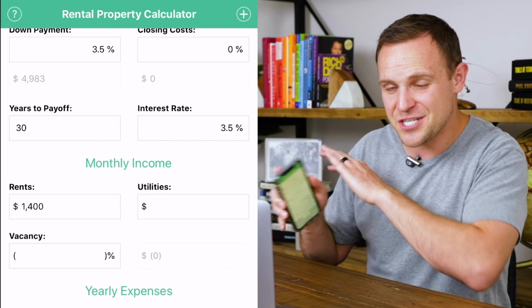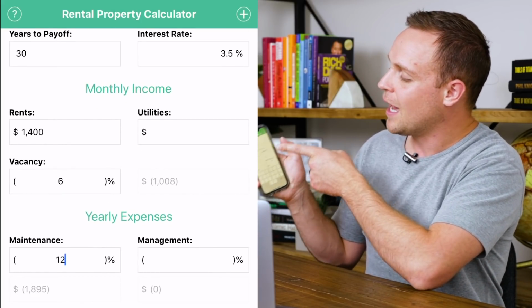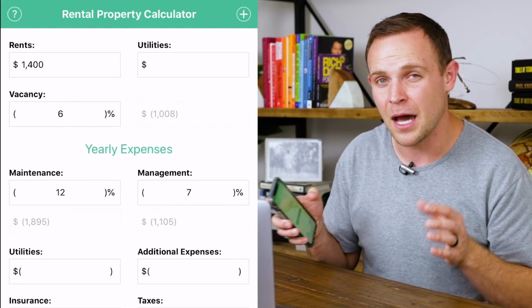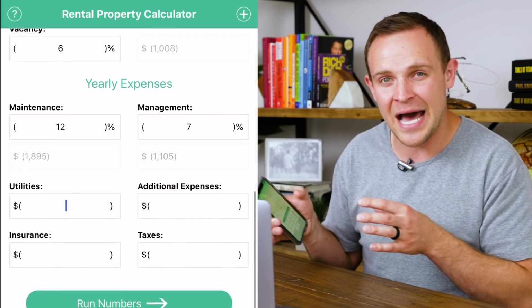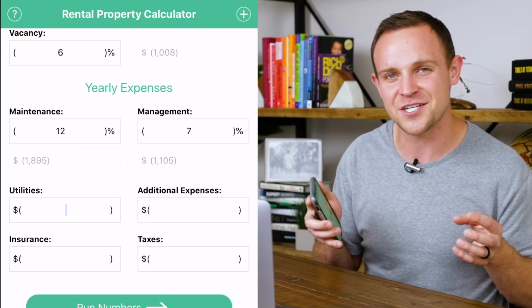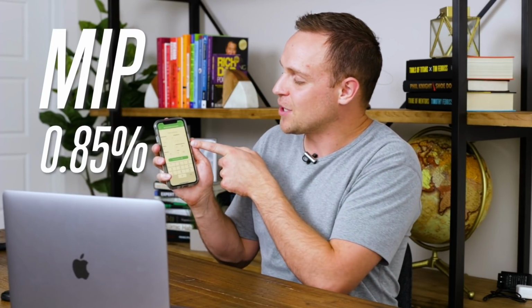Then you're gonna go to utilities. You're not gonna put anything in there because you're not collecting any. You're gonna put a vacancy of 6%, a maintenance of 12%, management of 7%. Utilities, you're gonna put nothing, but now we're gonna plug in our PMI. Now, a lot of people say, Chandler, why do you not have a section on here for PMI or for mortgage insurance? Well, here's the deal I do. It's called additional expenses. And to figure out your PMI for this property, I actually called up my loan officer and I said, what's standard? And he said 0.85%. So you're gonna take the loan balance, you're gonna multiply it by 0.85%, you're gonna get the total for the year, and you're gonna plug it in right here.